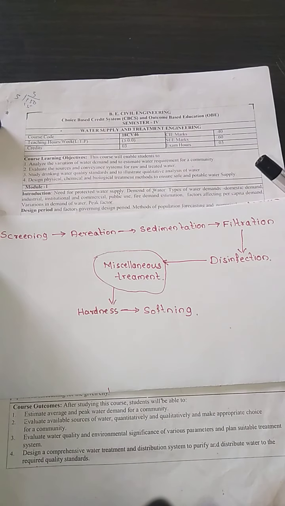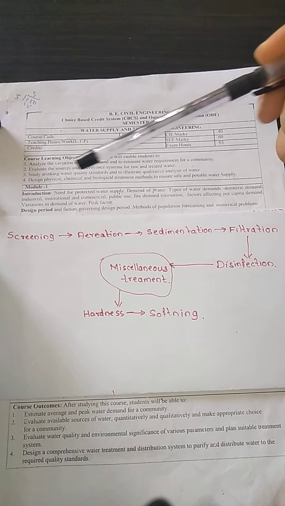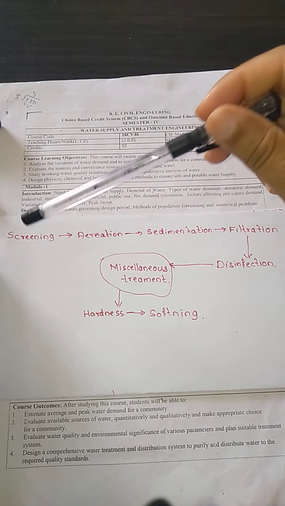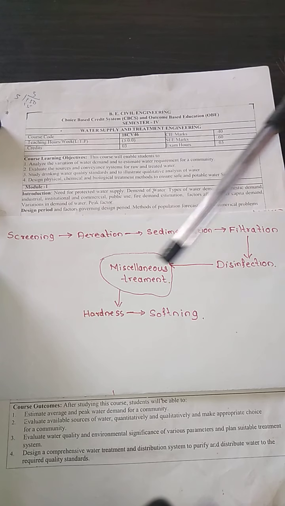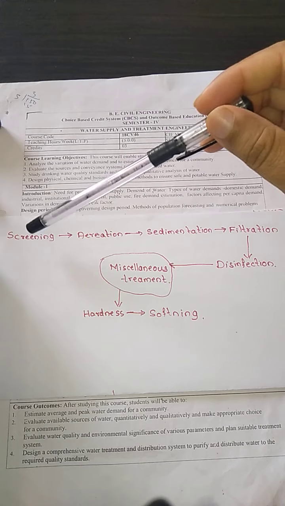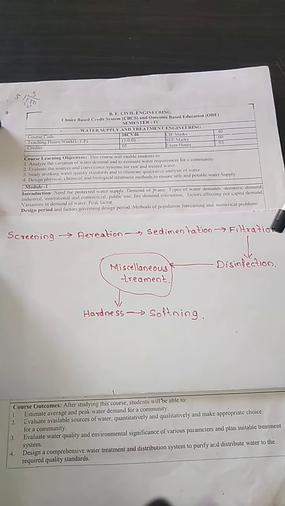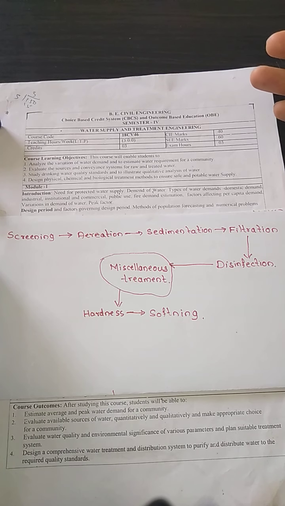Now we will come to the first point, that is the unit flow diagram of the water treatment. In water treatment, if you see, it will have the following points: screening, aeration, sedimentation, filtration, disinfection, miscellaneous treatment and hardness. I'll just overview what is the work of the screening, aeration, sedimentation, filtration, disinfection and the miscellaneous treatment.